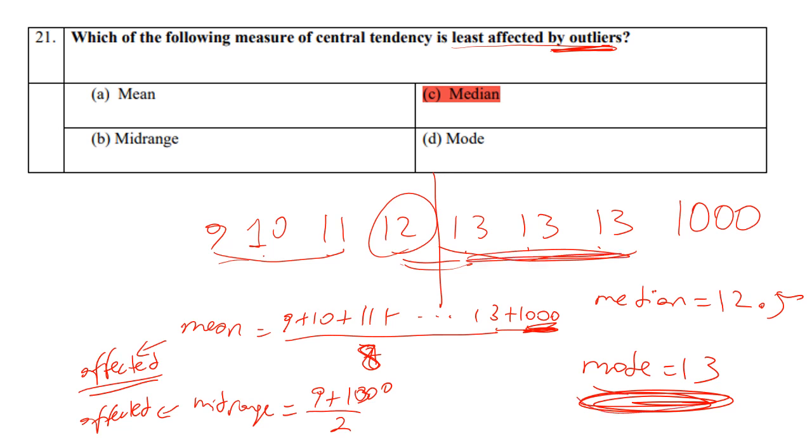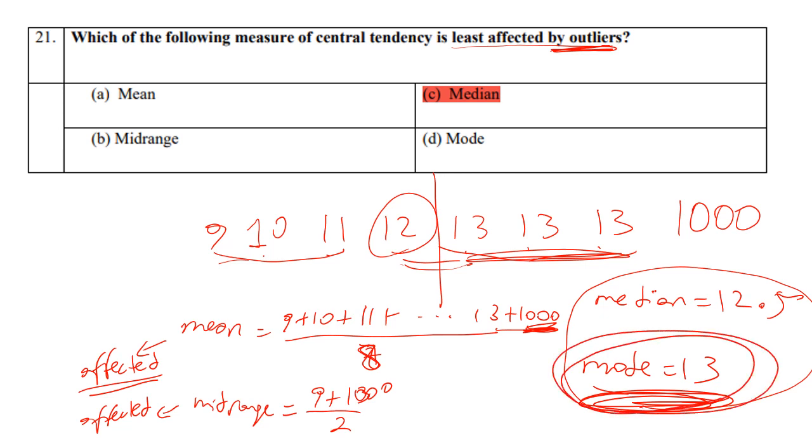I mean, mostly these two are least affected, but the mode in general is the least affected. So the mode will be the least affected by the outliers. So not the median. Generally this question is asked: which of the following measures of central tendency? Median and mode are given in the same choice, but it's mode.